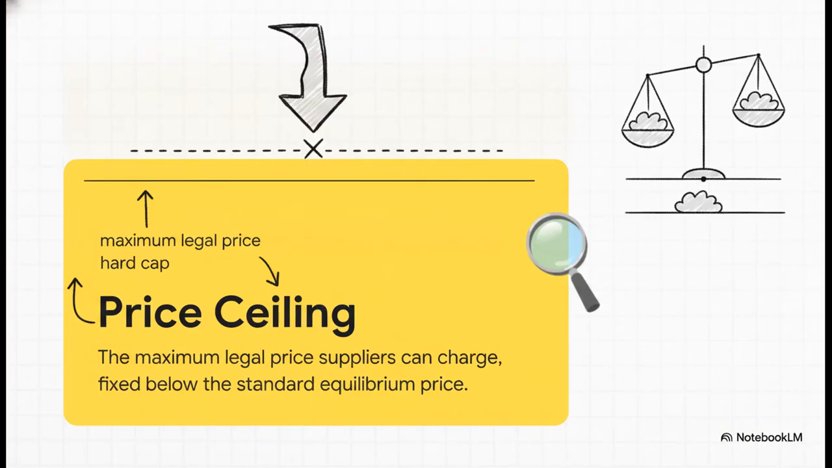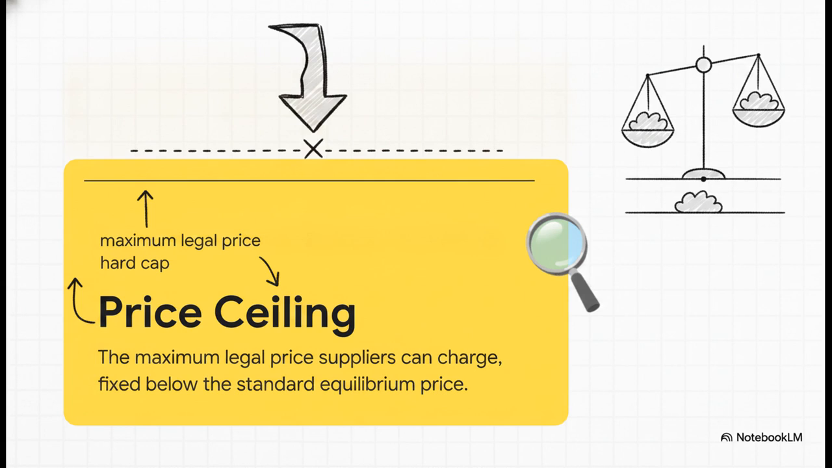So, what exactly is a price ceiling? Simply put, it's the absolute maximum legal price a supplier is allowed to charge for a good or service. The key phrase to remember here is maximum legal price. It's a hard cap. You literally cannot charge a single cent more than this line. And for this to actually mean anything, the government has to deliberately fix this price below the standard equilibrium price. You know, that natural sweet spot where supply perfectly meets demand.